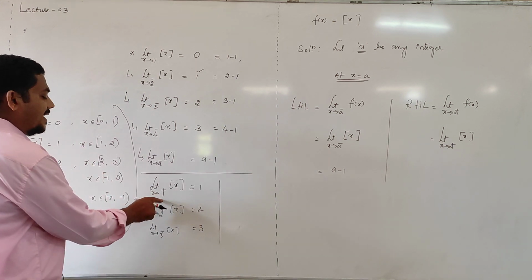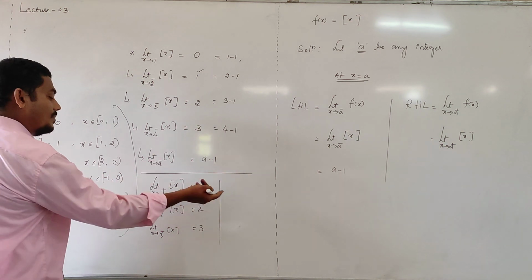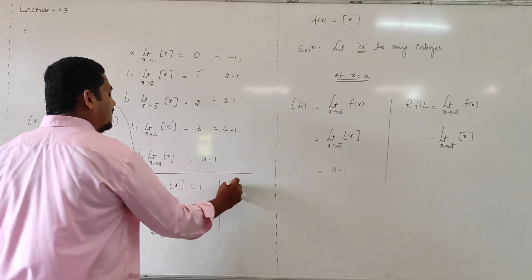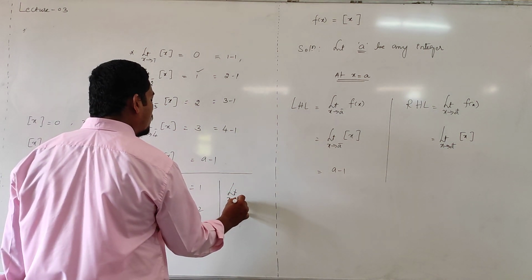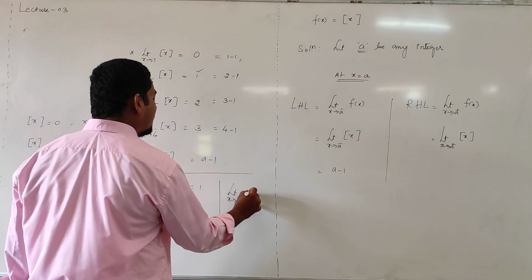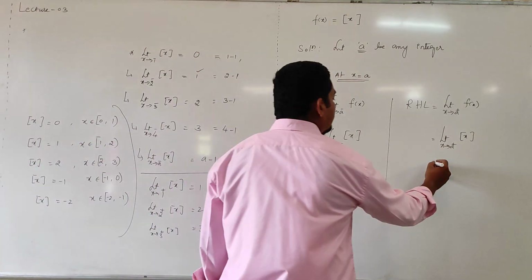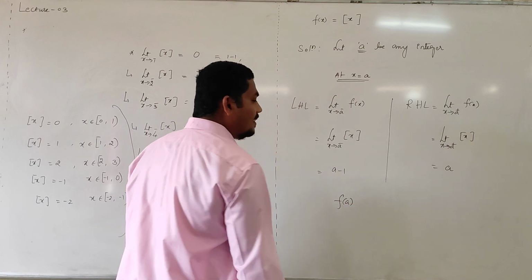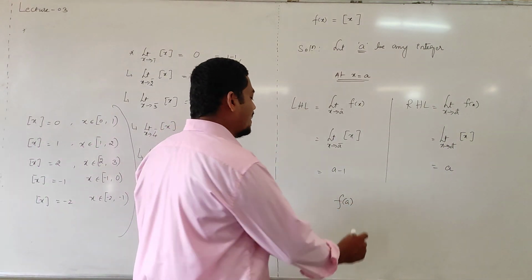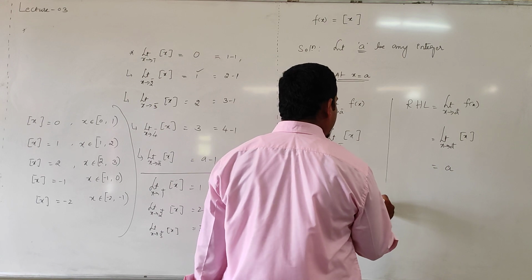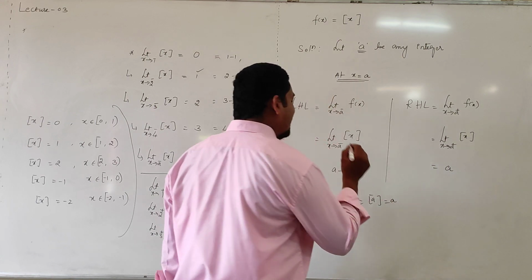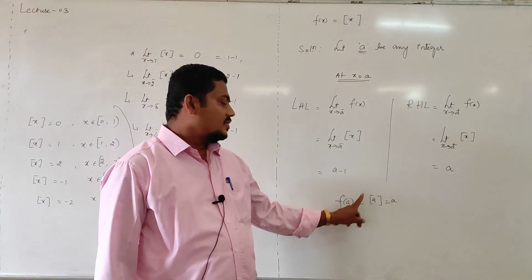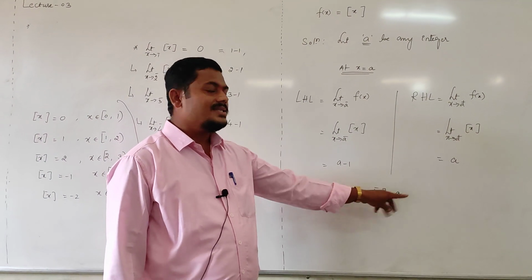Tending to 1 plus, the output is 1; tending to 2 plus, 2 only; tending to 3 plus, 3 only. Then for a general integer, limit x tending to a plus of step x is a only. So this limit value is a. Similarly, what is the functional value at a? f of a equals step a, and step a is equal to a only. Why? Because a is an integer, so step a is a only.